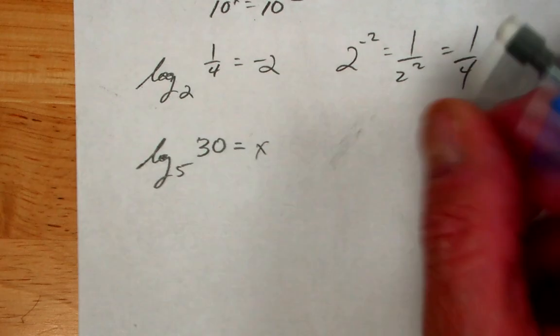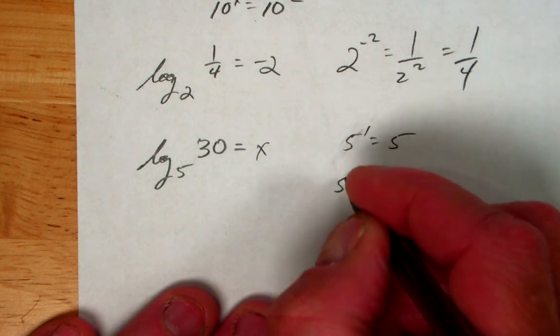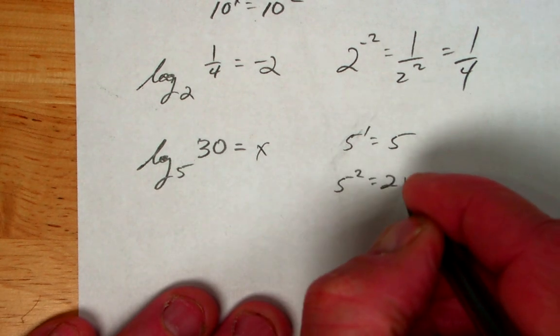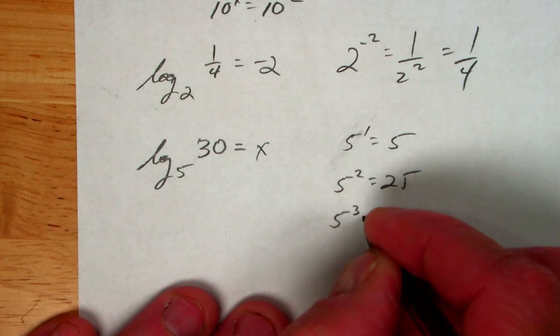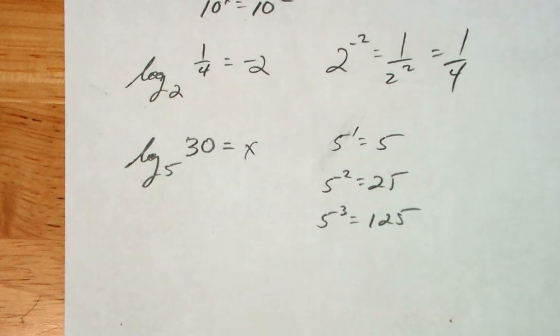Good job, Rexroad. 5 to the first gives me 5. 5 to the second gives me 25. 5 to the third gives me 125. So it's going to be between 2 and 3, because 5 to the second exponent gives me 25, and 5 to the third exponent gives me something larger.